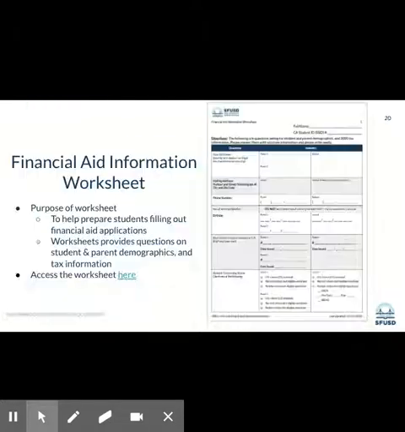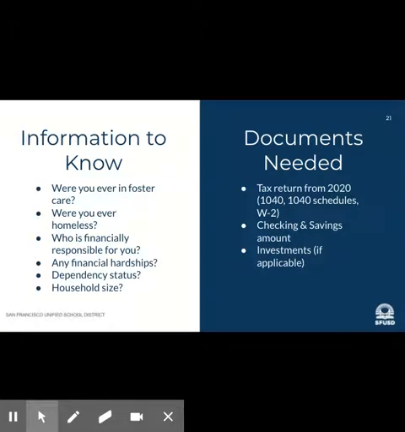To prepare for that October 1st date, here's a worksheet of all the documents you'll need and questions to answer to thoroughly prepare you for filling out the FAFSA or California Dream Act application. If you complete it prior to starting your financial aid application, you'll be ready to go. The checklist includes information you'll need to know about your family and also a list of the documents you'll need.